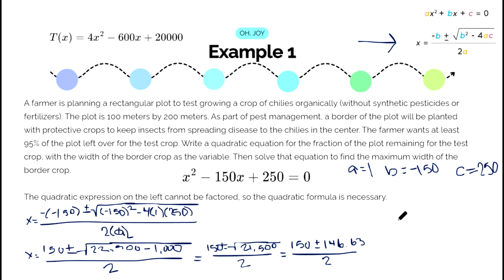So let's do the first one again. 150 plus 146.63 is 296.63, divided by 2 gives us 148.315 for our first number. Okay. Now for our next one, we have 150 minus 146.63, which gives us 3.37, and we're going to divide that by 2, which is going to give us 1.685.